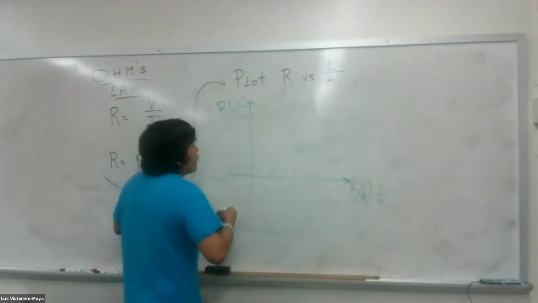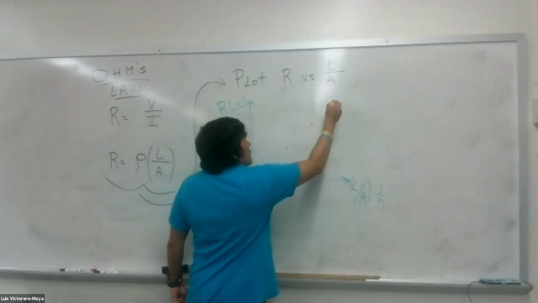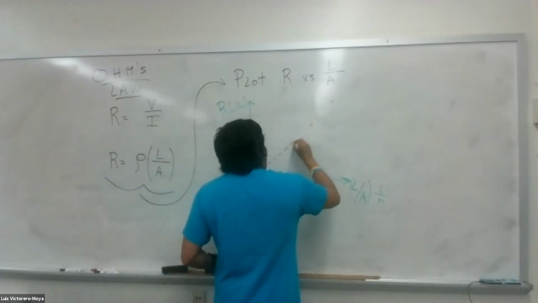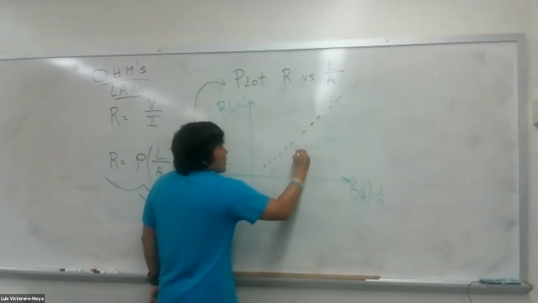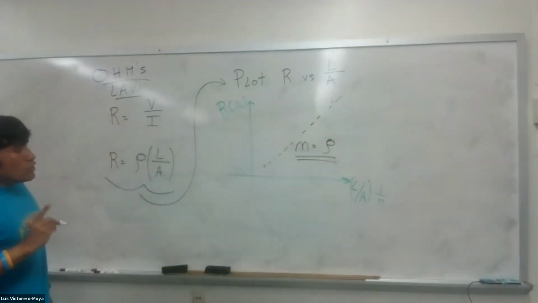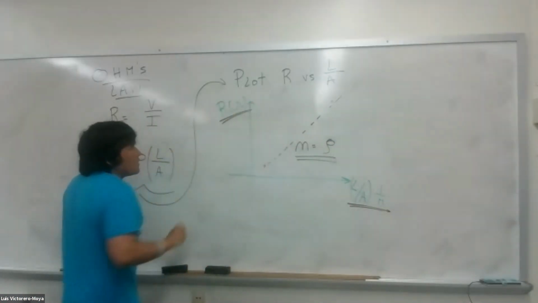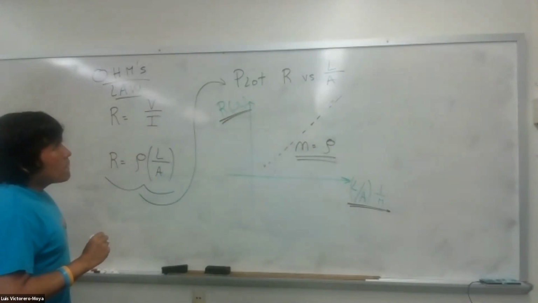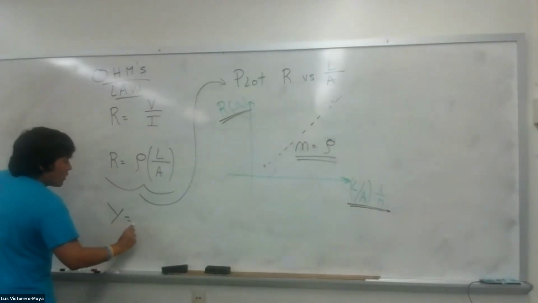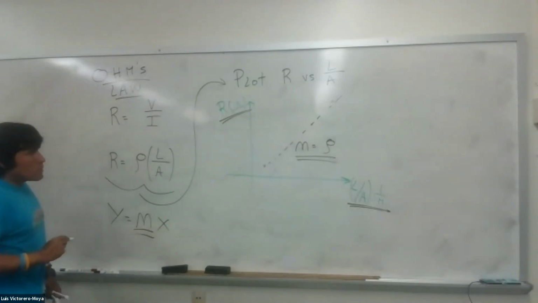So you have different points, and you can pass a line, and the slope is the resistivity. You need to make sure that those are the units. So area has to be meters squared and resistance is in ohms. Why is that? Again, from this equation, this is like saying Y equals MX, where M is the slope.